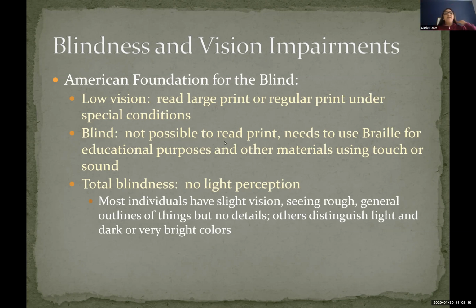All right, most individuals have slight vision, so it's very rare that I've ever worked with a child that has total blindness. Usually there's either light perception or some peripheral vision or some form of being able to see a little bit of something. I've never worked with a child that was diagnosed with total blindness. What's important is to see the level of their vision so we can support them.